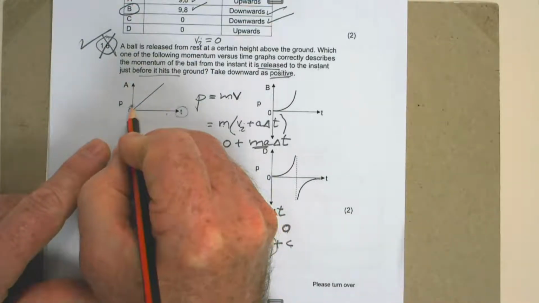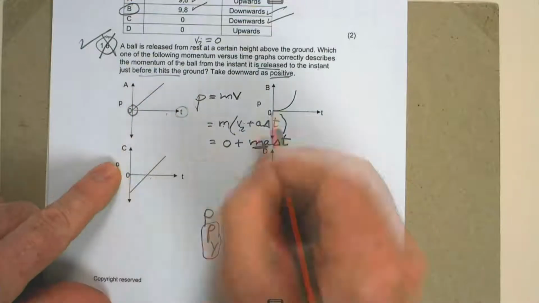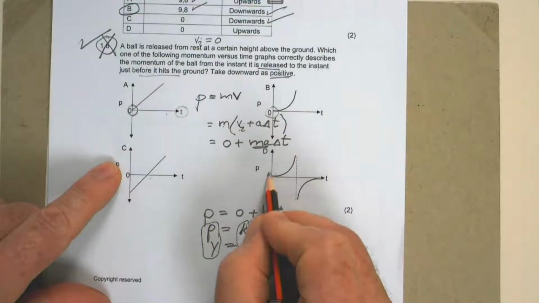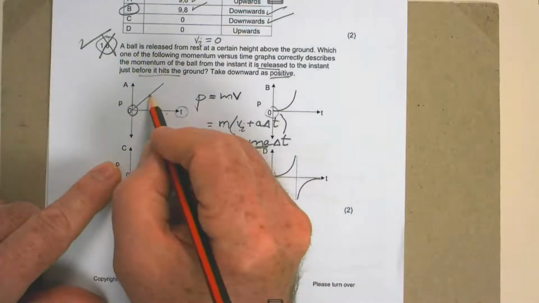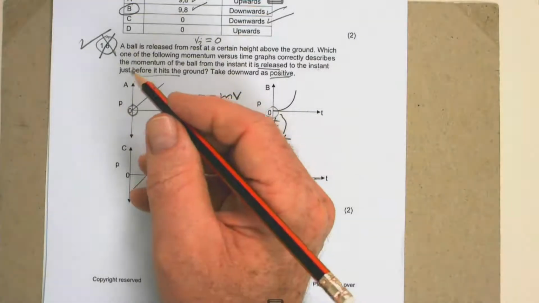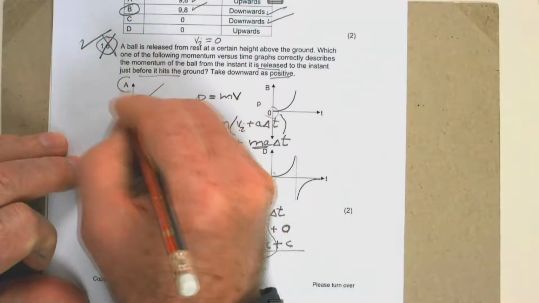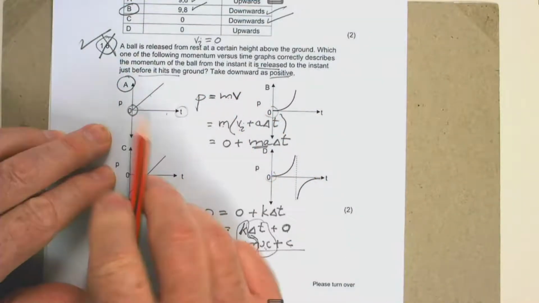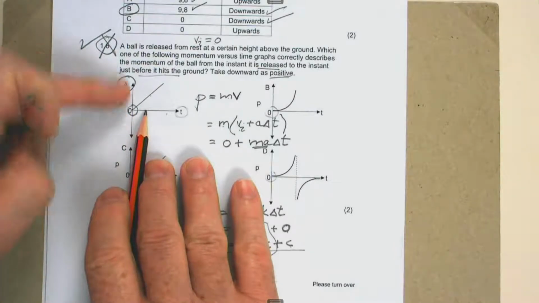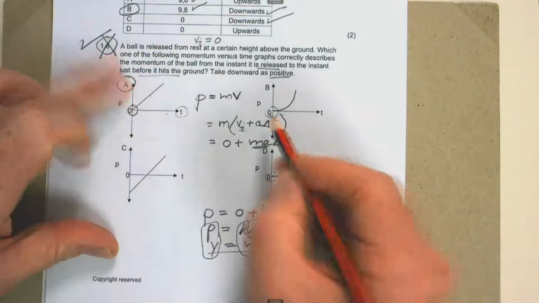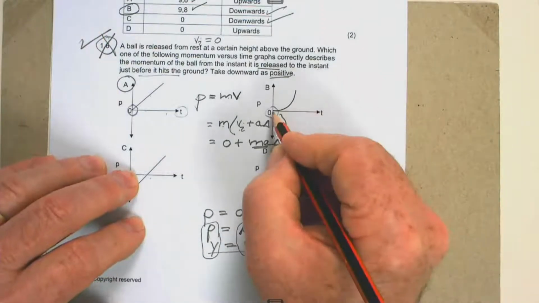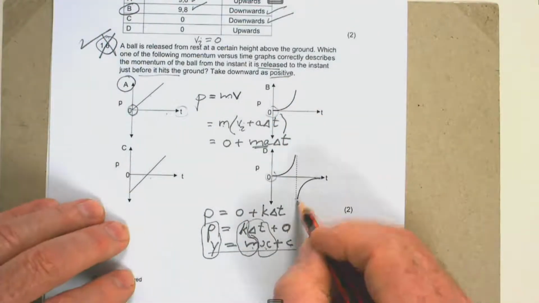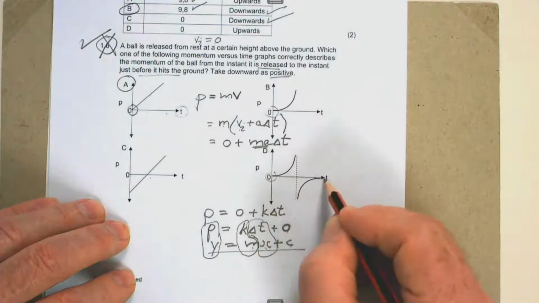So that part is correct, this part is incorrect, that part is correct, and this part is correct. But what now? It looks like a straight line graph. So the answer must be this one. It must be this one because the y-intercept is 0, and if I double the time, I double my momentum. This one cannot, because this looked like a parabola, and this one looks like a hyperbola.